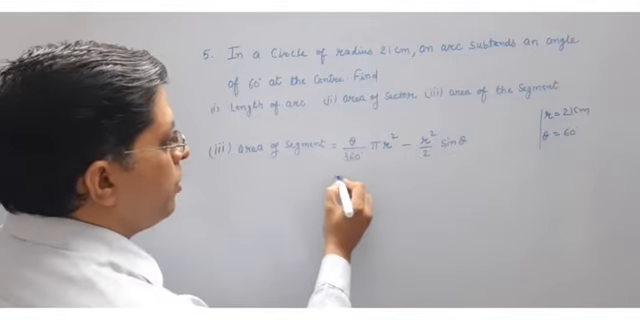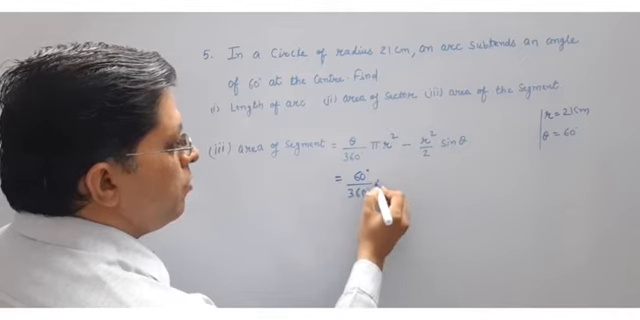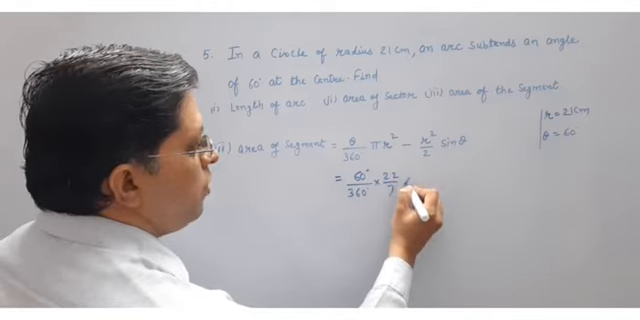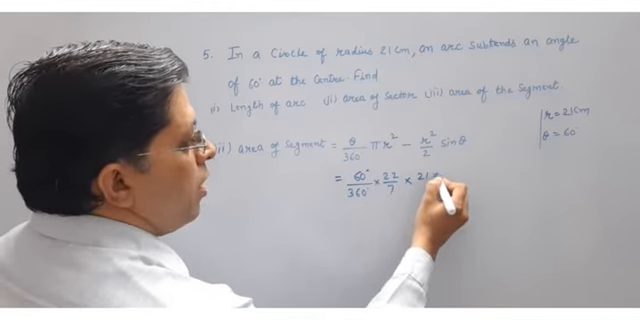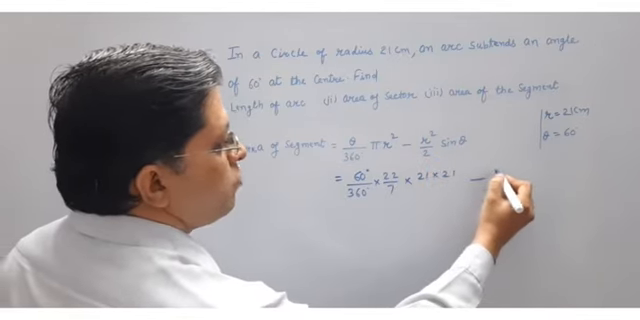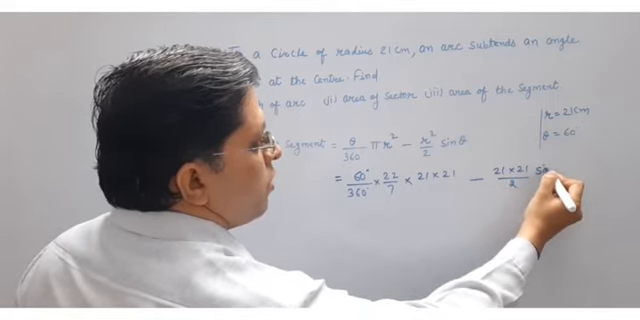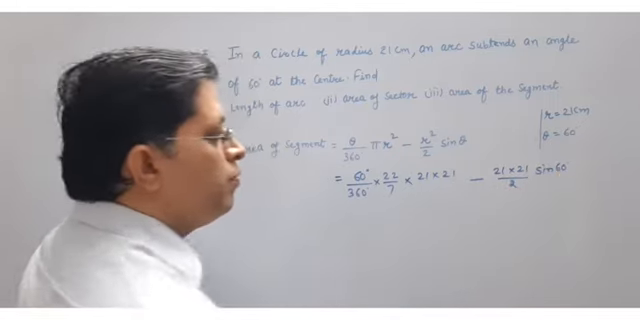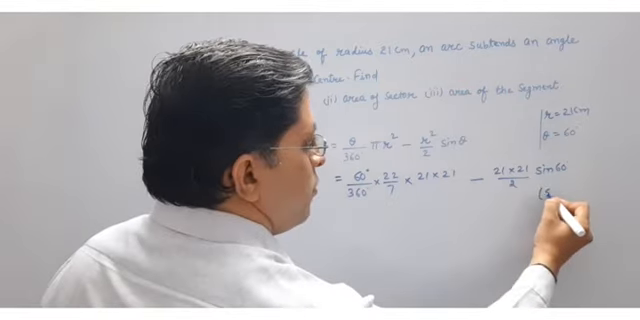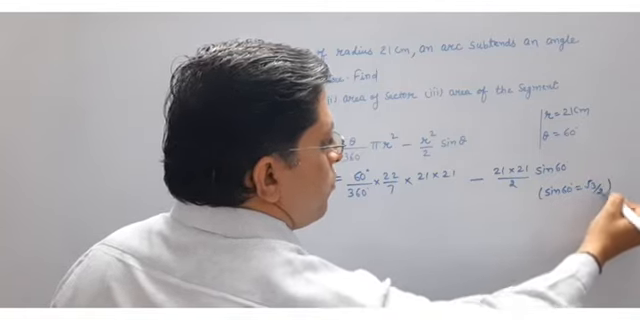Okay, now I am going to put the values here. This is 60 degree, this is 360 degree, pi value 22 upon 7, 22 upon 7 into 21, r is 21 into 21. Then minus r square, 21 into 21 upon 2. This is sine 60 degree. The value of sine 60 degree is root 3 by 2. I am writing here, sine 60 degree is equal to root 3 by 2.